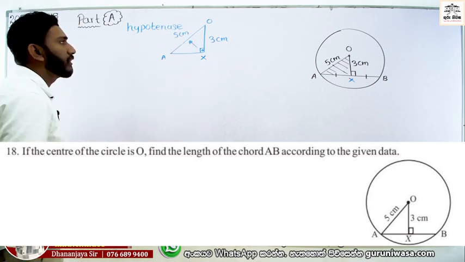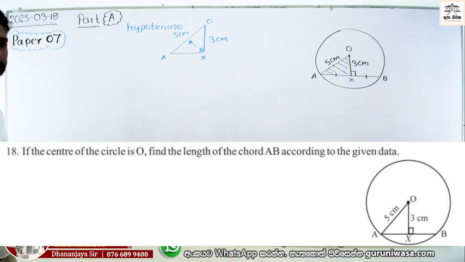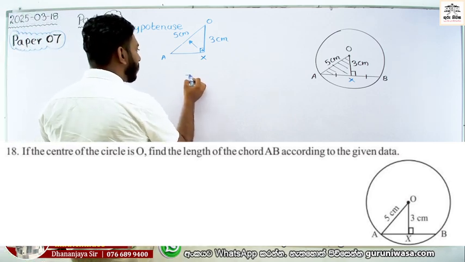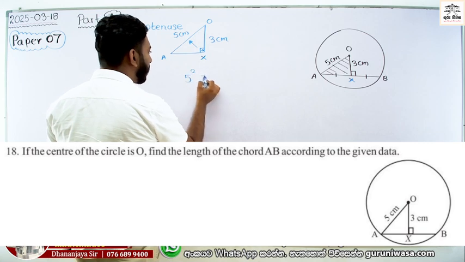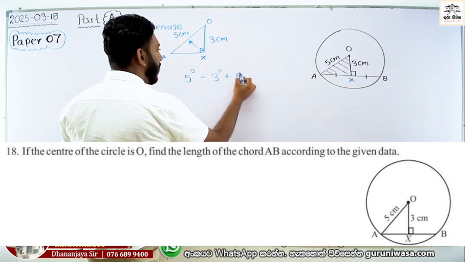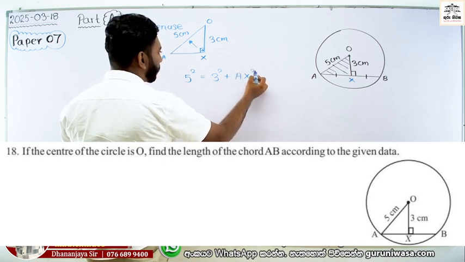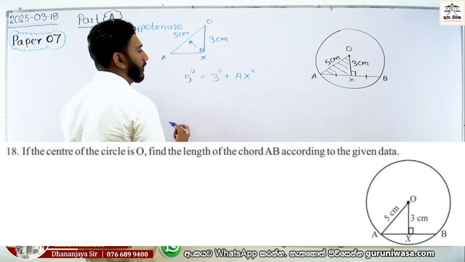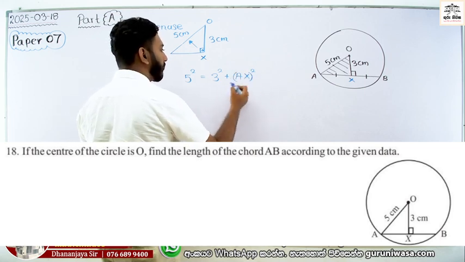Hypotenuse. Now you can write the Pythagoras relationship. How to write? 5 to the power of 2 is equal to 3 to the power of 2 plus AX to the power of 2. AX square.